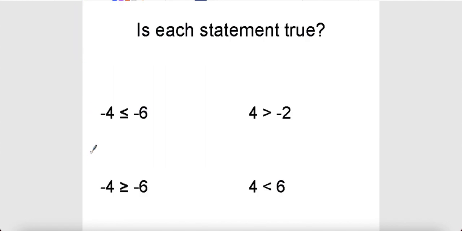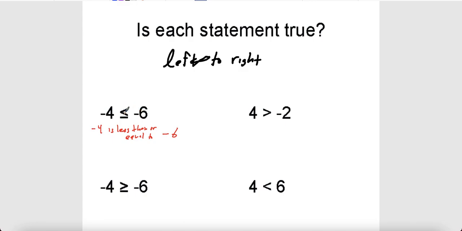All right, first, is each statement true or is it false? Well, first we have to be able to read these. And we always read them left to right. And so the way we say this is -4 is less than or equal to -6. Now, that's how we would read this. Again, left to right.